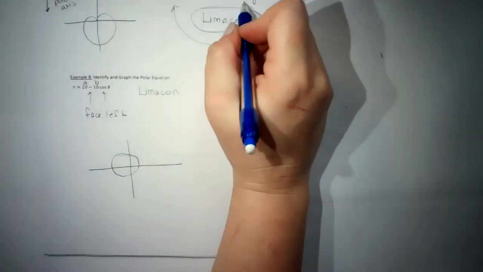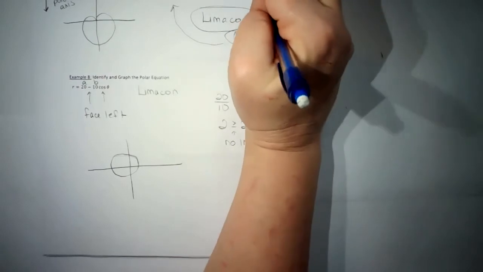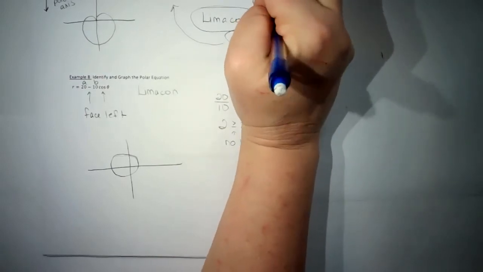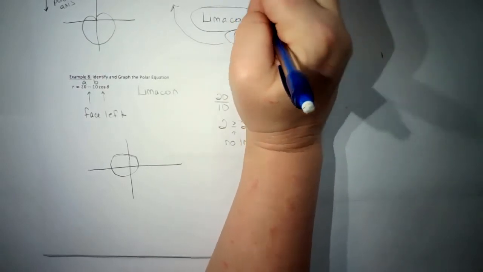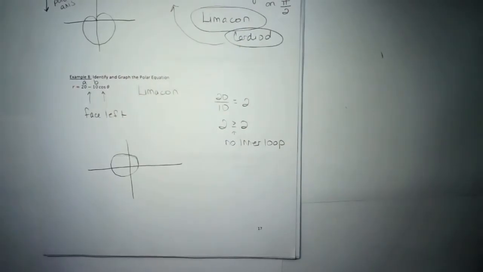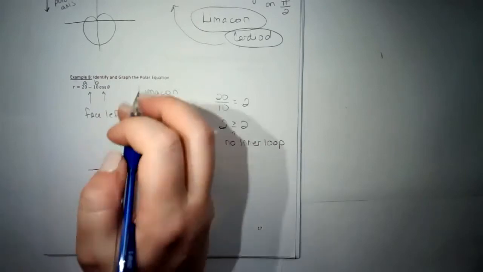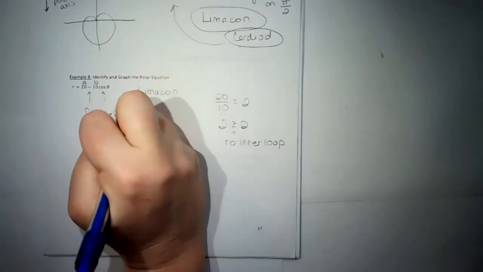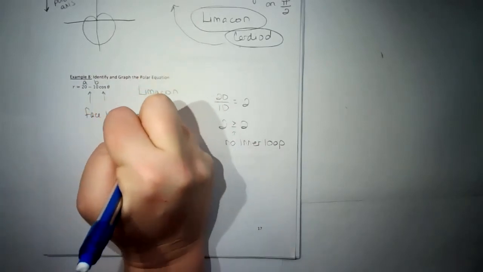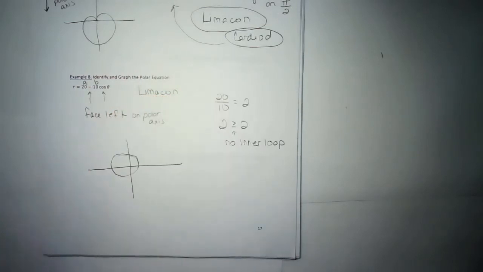So when it says facing down, this is going to be pi over 2. Facing down, it's not going to say y-axis to you. And here, when it says facing left, it's going to be facing left on the polar axis. So make sure you realize x is the polar axis, y is pi over 2.